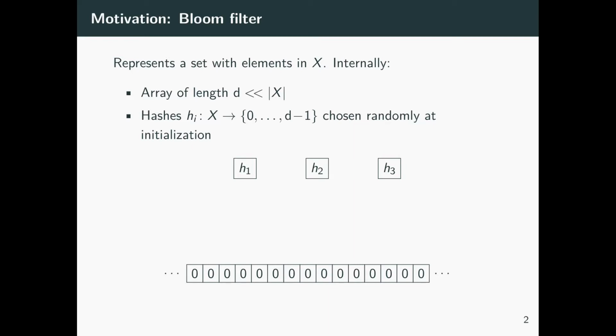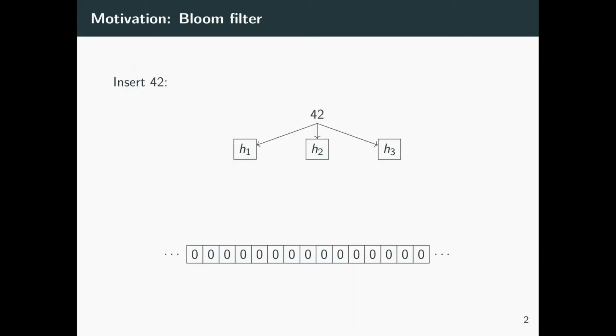Bloom filters accept insertion and membership queries. When inserting an element X, we compute the hashes of X and we use them to access the array at the corresponding indices and set those bits to 1. If when inserting an element we get the index of a bit that is already set to 1, we leave it there. For membership queries, we again hash the element to obtain indices and check if all the corresponding bits are set to 1. If so, we return a positive result, otherwise a negative result.